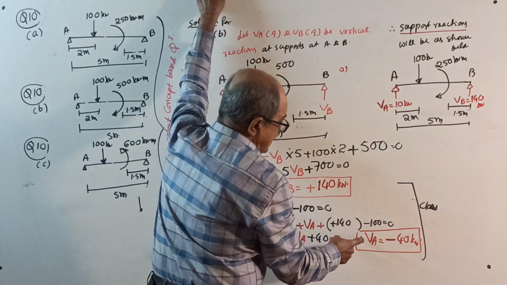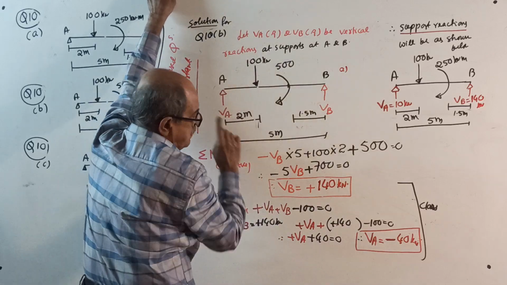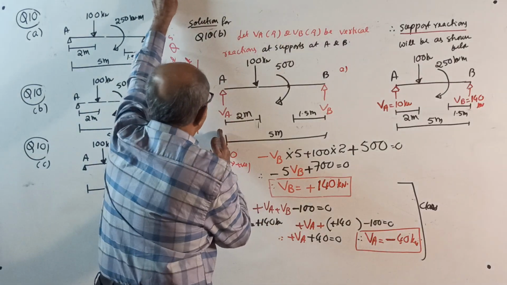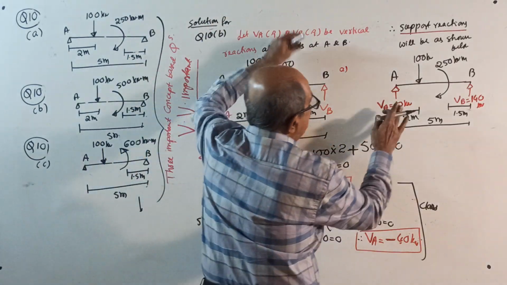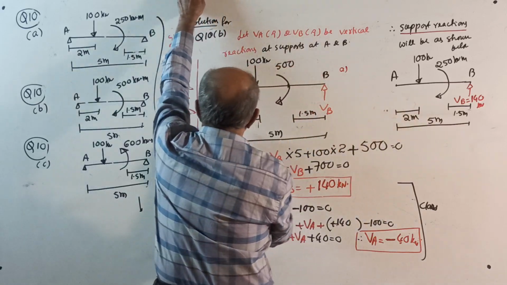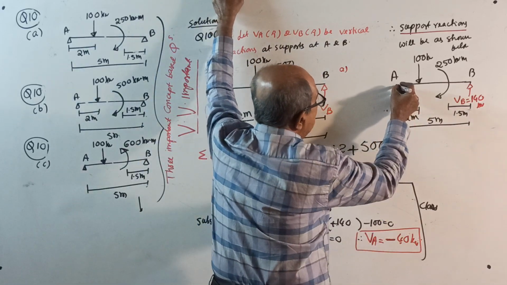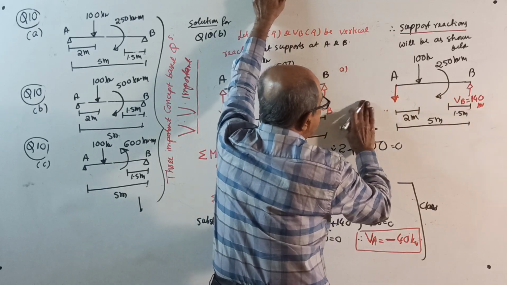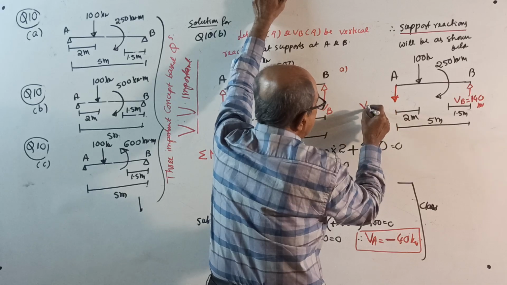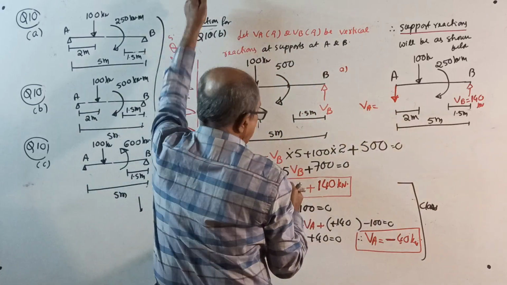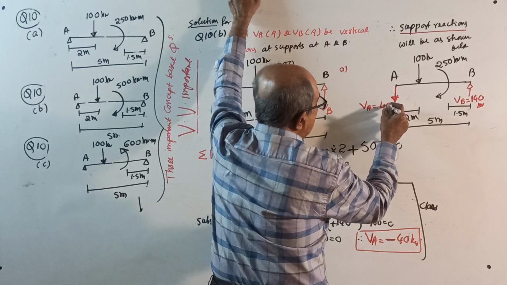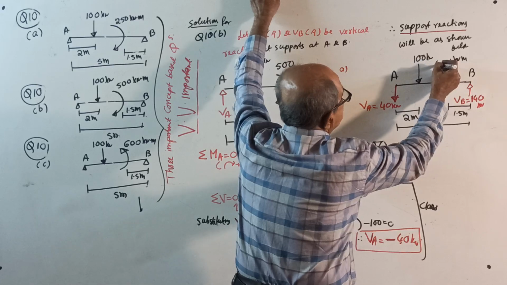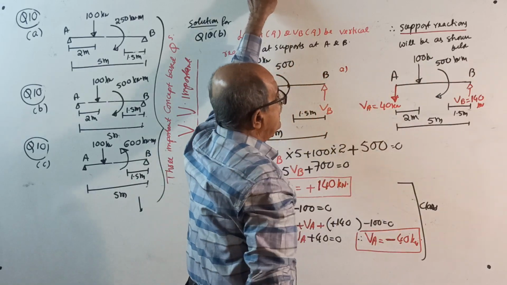We considered VA vertically up, but answer came minus 40. Therefore, the direction assumed is wrong. So when you write VA here, you assumed upward, negative sign came, make VA downward, but this time remember, no minus now. If you write minus, it becomes nonsense. Upward is minus 40, downward is 40 kilonewton. This is 500, I will change it now, question change, 500 kilonewton meter.